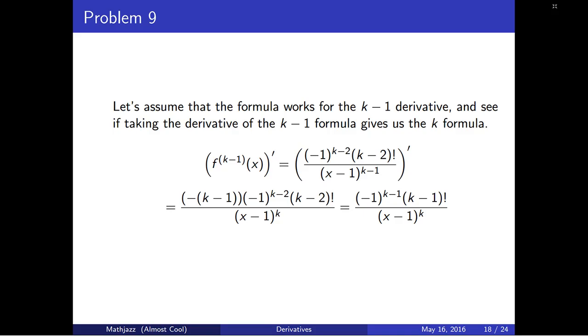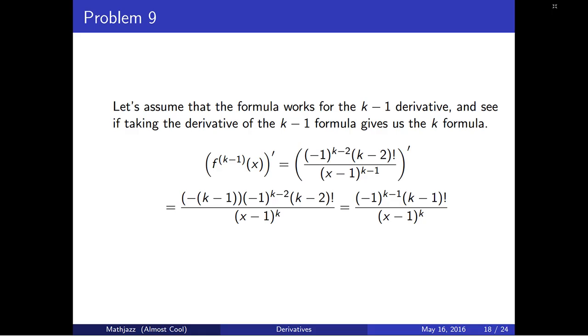The next thing we're going to see is, if this formula gives us the k minus 1 derivative, that is, if it works for some derivative, and we'll call that derivative the k minus 1 derivative, like, for example, if it works for the third derivative, we'll just call that the 4 minus 1 derivative, okay? If this formula works, does it work for the k derivative, the one after it? If it works for a derivative, does this function work for the derivative after it?